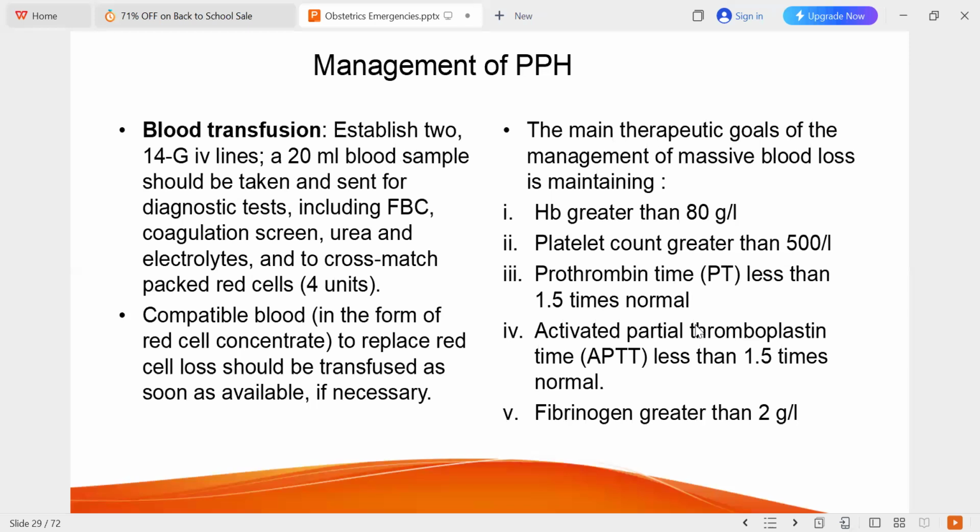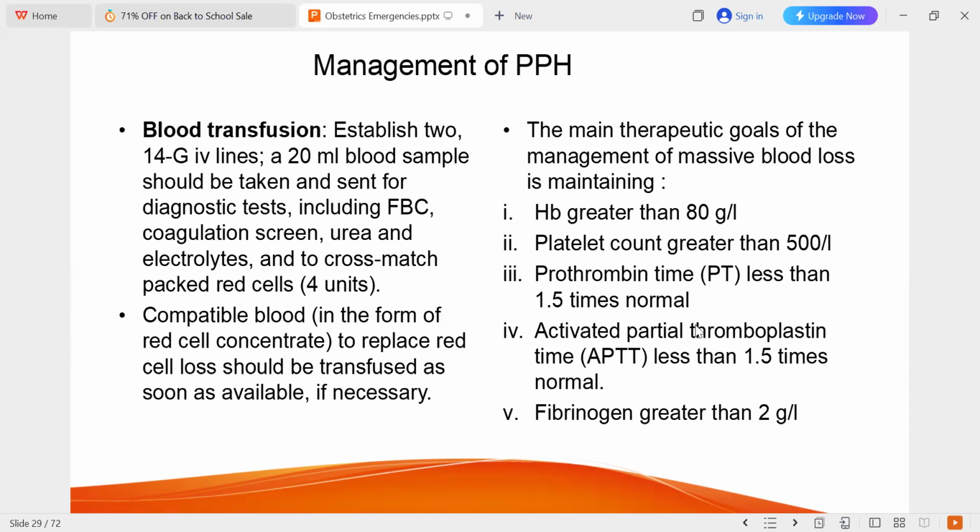But note that the main therapeutic goals of managing massive blood loss, especially obstetric blood loss, are to maintain your hemoglobin above 8 grams per dL, platelet count greater than 50 times 10 to the 9 per liter, prothrombin time less than 1.5 times the normal, and APTT also less than 1.5 times the normal. All you're trying to do is get fibrinogen greater than 2 grams per liter. So this is your therapeutic goal.